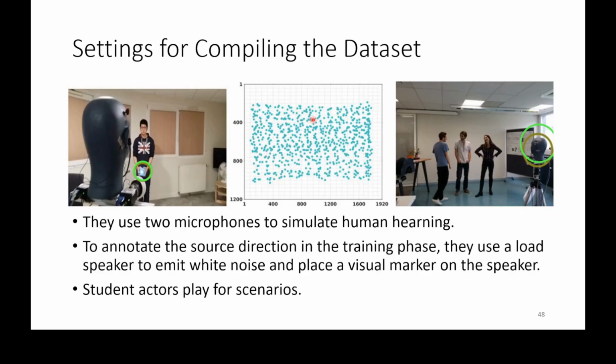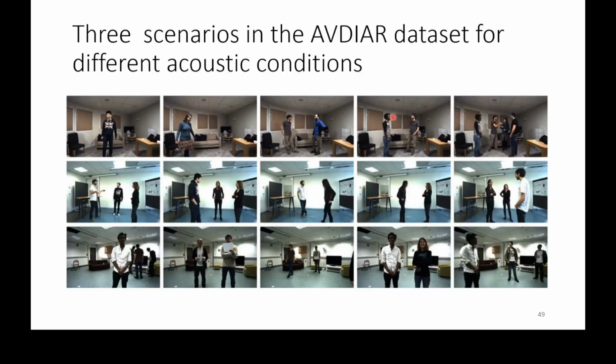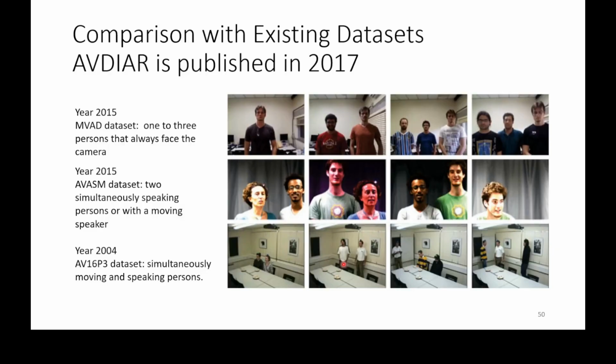After this training phase, they use the camera and the microphone system to capture videos when some students act in the scenario. So this is an example. They have 3 different scenarios. The first one is the corner of the living room, the second is a corner in a classroom, and the third is in the lab. So you can see this.